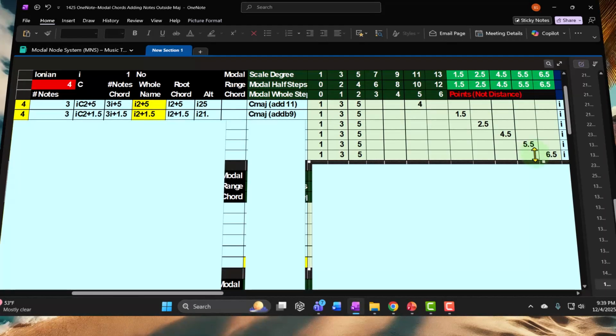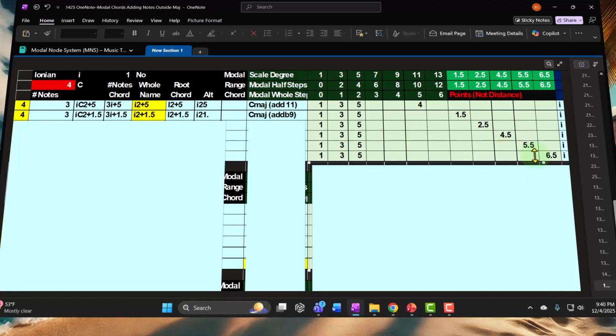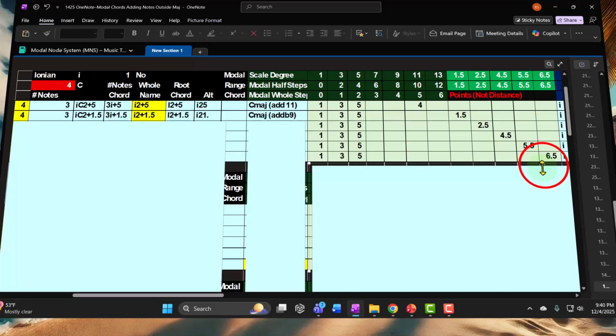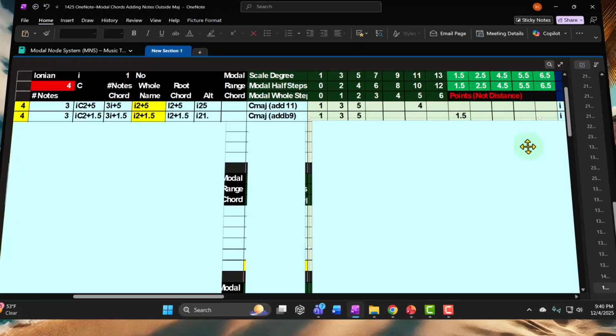And then we have no 7.5 because, once again, the Locrian continent is landlocked back to the Ionian continent as we go around the globe. So those are going to be the points that we could add. So let's go back up top and say, okay, so now we're going to be adding the point 1.5.